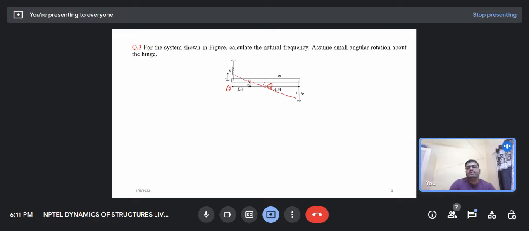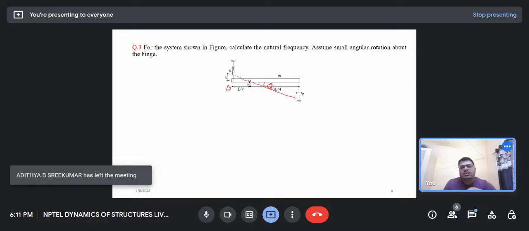First you make the free body diagram of the system. If you are able to make the free body diagram, then you can easily calculate the natural frequency or the equation of motion of the system. Can anyone tell me what is the mass inertia of this bar about this hinge? Anyone?